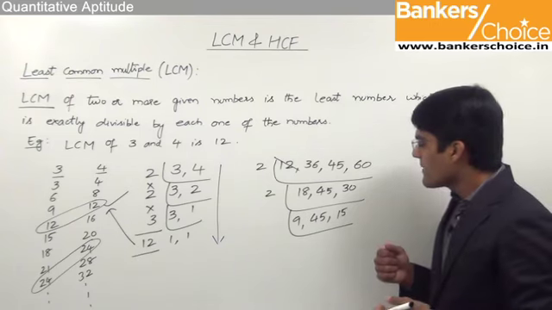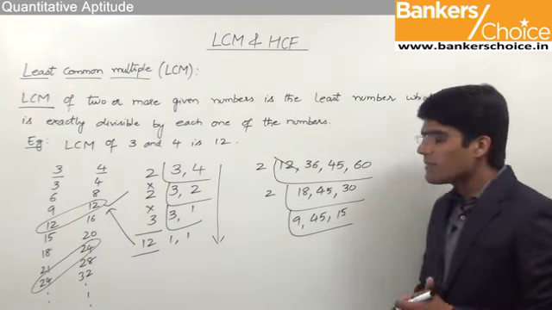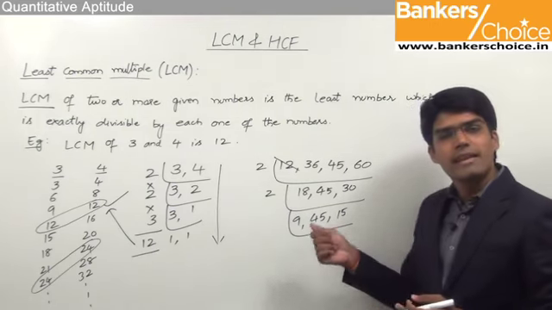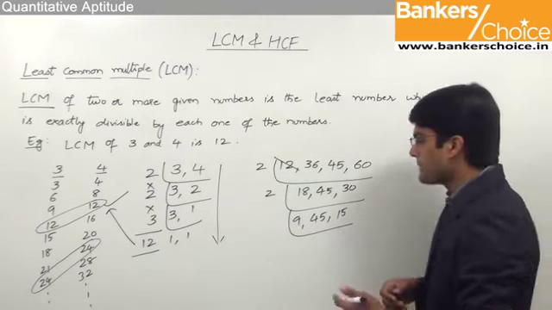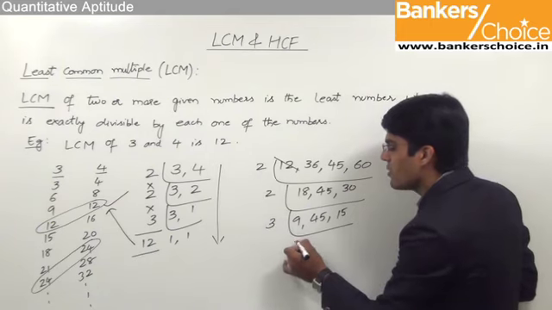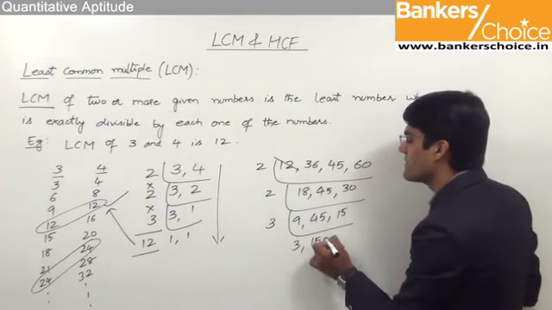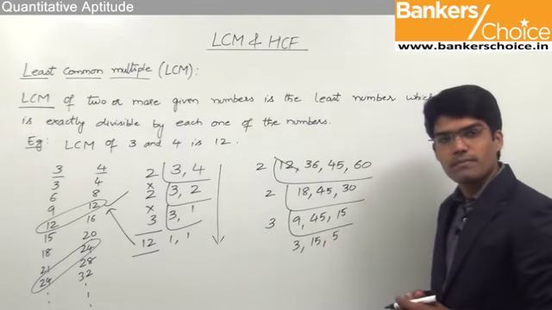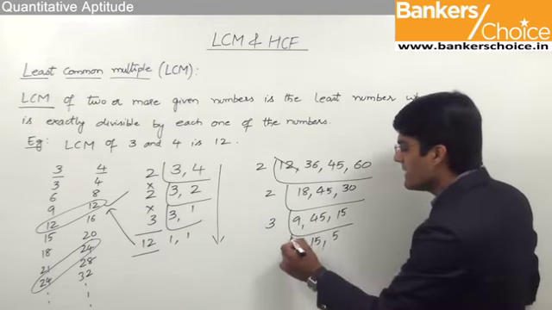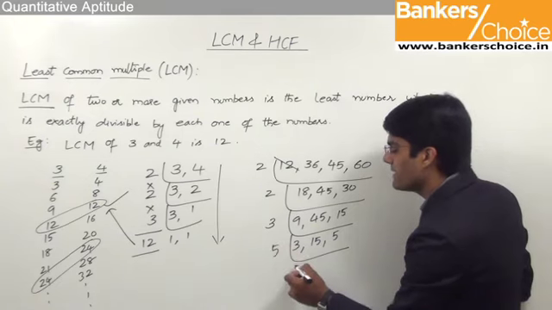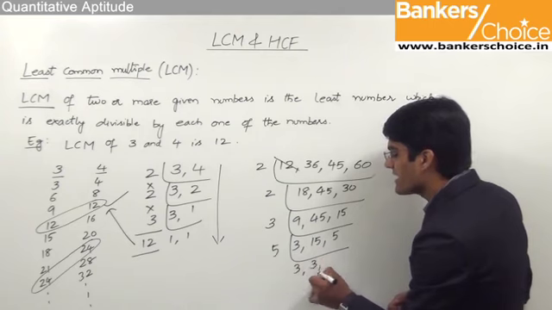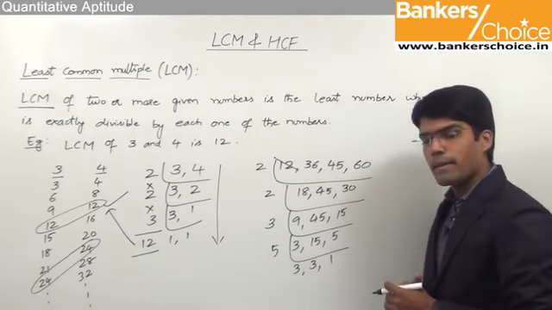So let us now take up a factor which can divide maximum of these numbers. For example, we can either take 3 or we can take up 5. Let us take 3. So if you take 3 here, 9 goes 3 times, 45 is 15 times, and then 15 goes 5 times. Again, if you take 5, we have 3 as it is, since it is not divisible, and 15 goes 3 times and 5 goes 1 time.